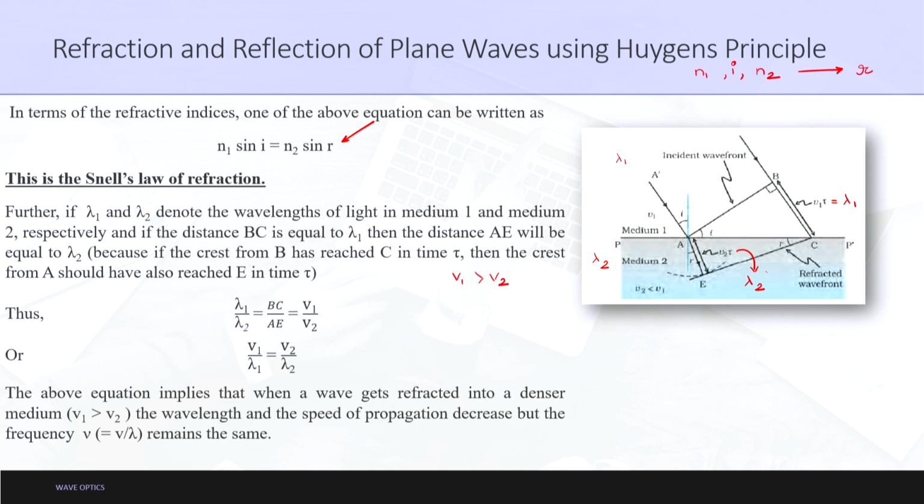We are assuming that a wave gets refracted into a denser medium, that is V1 is greater than V2. The wavelength and the speed of propagation decrease, but the frequency remains the same. So, what does this line say? Please pay close attention here.